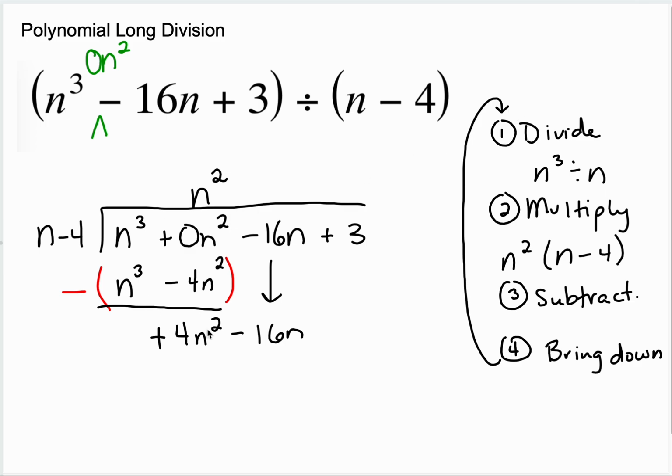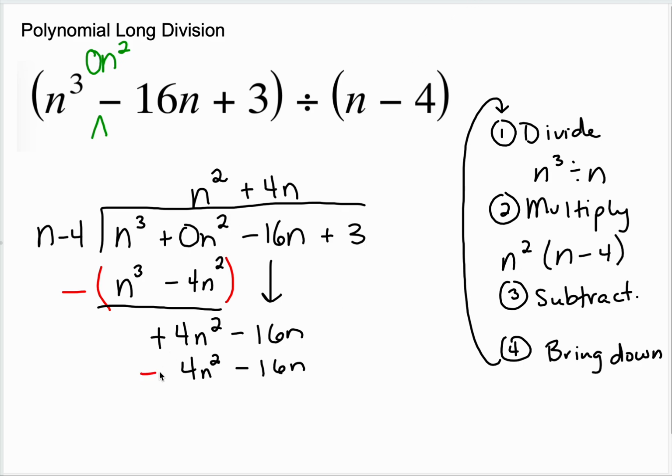So now I'm dividing 4n squared by n. So n goes into 4n squared, positive 4n times. Again, it's in the 4n column. And then I'm going to multiply 4n times n minus 4. So 4n times n is 4n squared. And 4n times negative 4 is negative 16n.